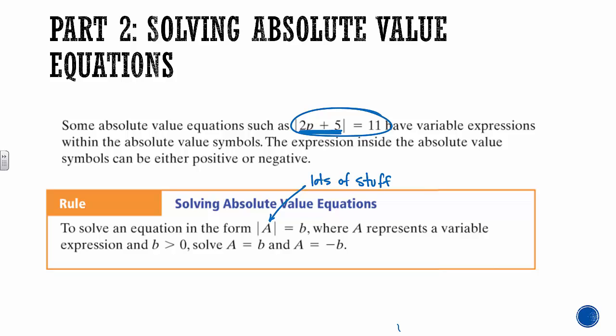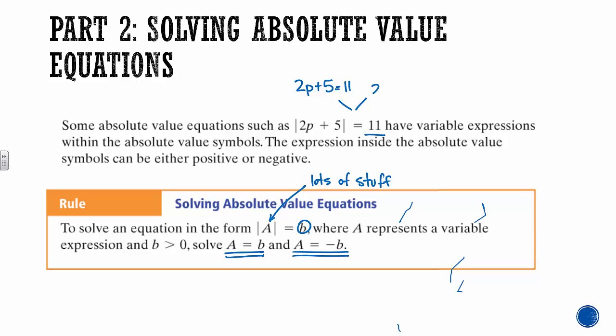What we can do is split this up into 2 equations, and we can solve it when this is a positive number and when this is a negative number. And remember, that's because we're asking ourselves what things are that many spaces away from 0. So this problem that's up here, if we were to set this up, we would solve 2 different equations. We would solve 2p plus 5 equals 11, because that's 11 spaces away from 0. And we would solve 2p plus 5 equals negative 11, because that's also 11 spaces away from 0. So let's do a problem.